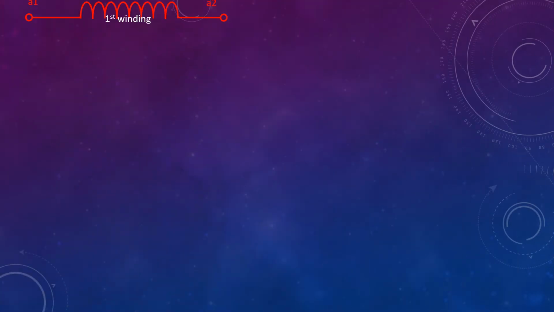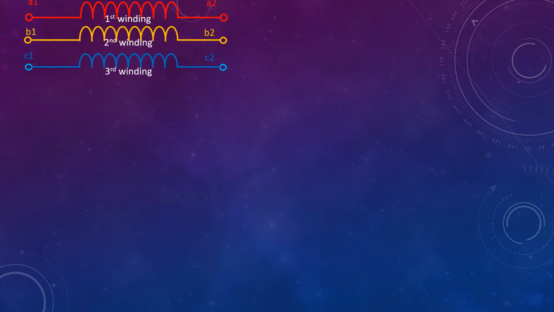These are three windings: A1, A2, the first winding; B1, B2, the second winding; C1, C2, the third winding. A1, B1, C1 are starting ends, and A2, B2, C2 are finishing ends. All three-phase instruments in electrical systems are either star connected or delta connected, or both star delta or delta star connected. Three windings are connected to form a star connection or a delta connection.